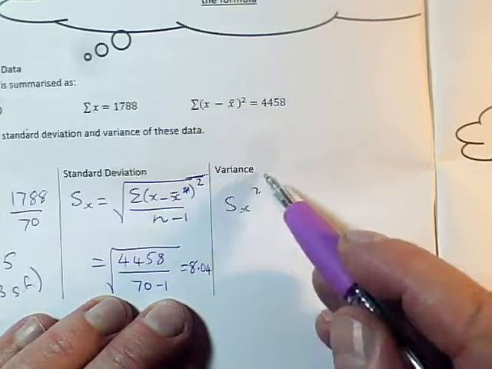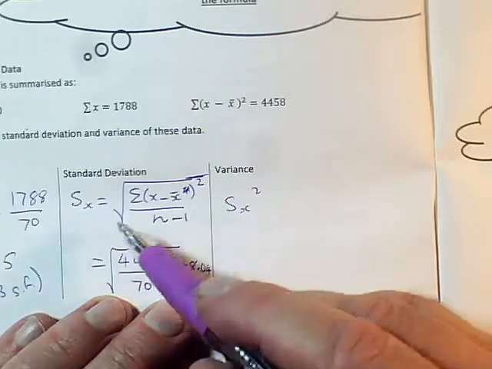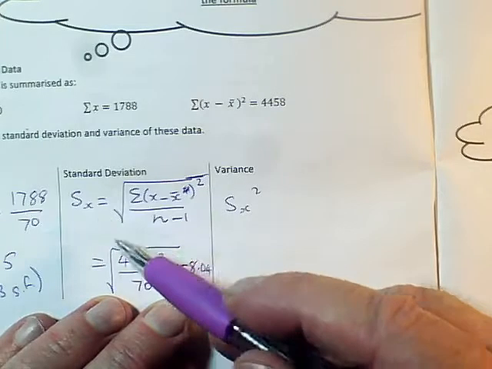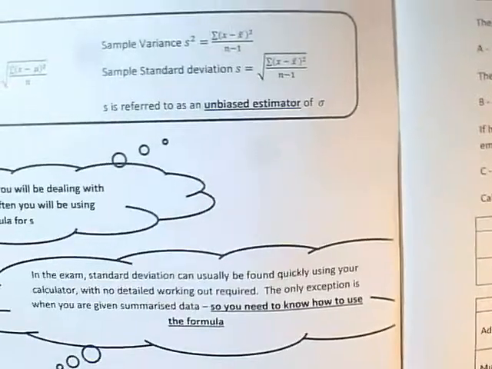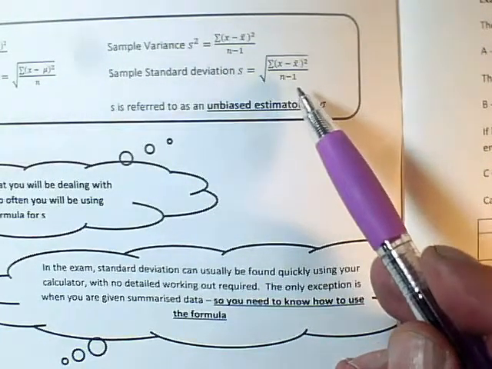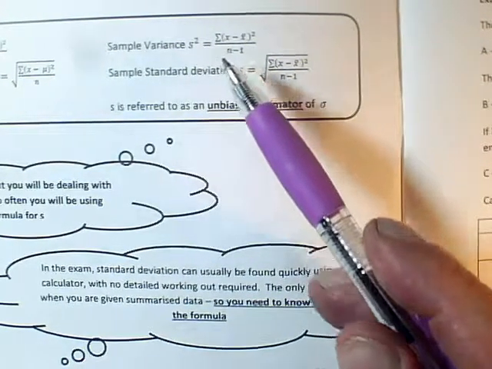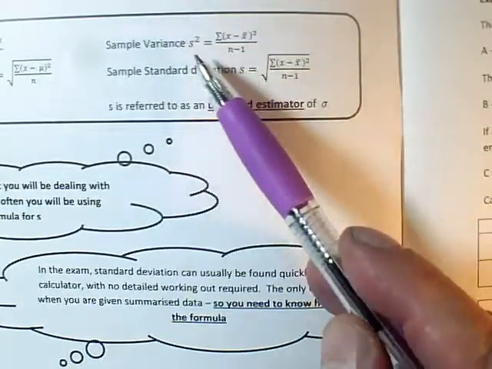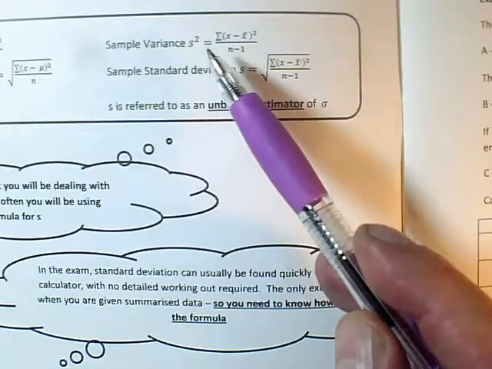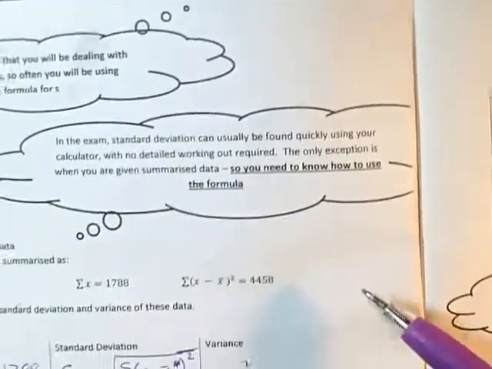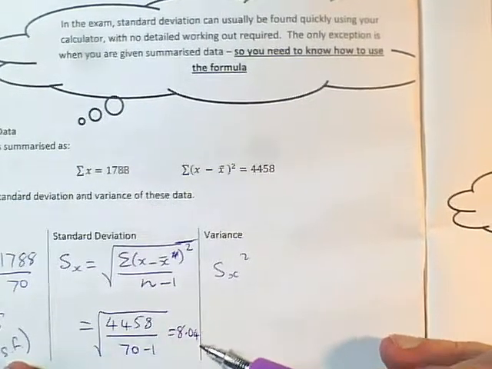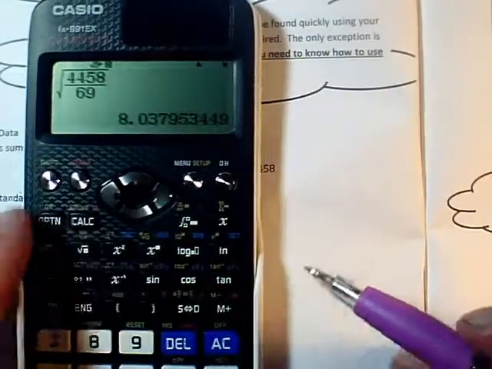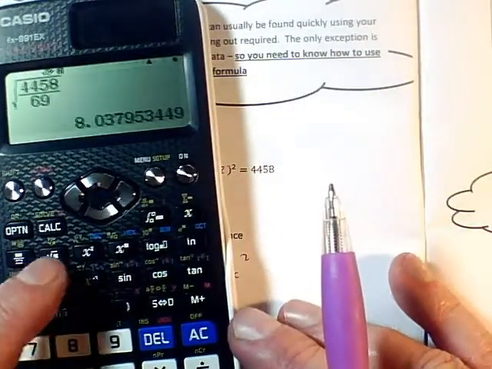Now, Sx squared, the variance, remember, the variance just means the standard deviation squared. So I could go back up to the top of my page and it will tell me that the formula is this, which is the same formula I've just used without the square root. So if I was starting with the variance, I'd probably just use this formula here and say Sx squared equals this. But because I've already, in this particular case, got an answer for my standard deviation, in fact it's still on my calculator display, all I need to do is square this answer.